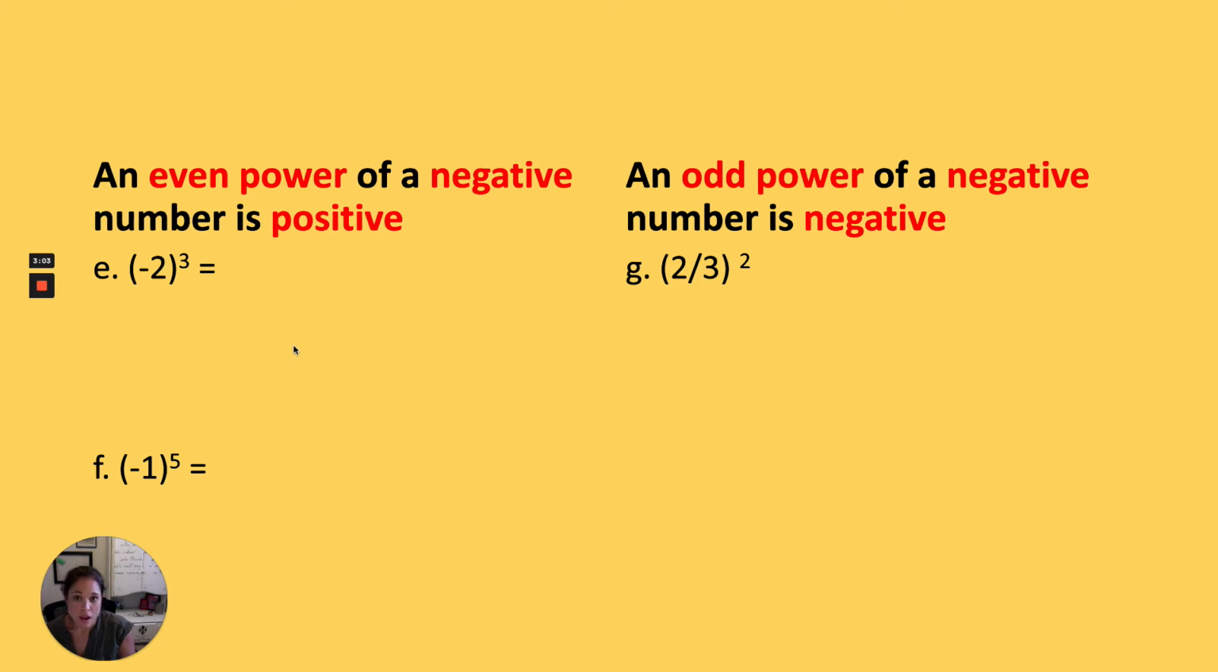So here's a rule of thumb. An even power of a negative number is positive, and an odd power of a negative number is negative. So let's apply that rule. So we have (-2) cubed, and this applies to everything on the inside. This is -2 times -2 times -2. 2 times 2 times 2 is 8. So if I have a negative times a negative, that's a positive. But then I have this other negative that I'm multiplying. So a positive times a negative is a negative.